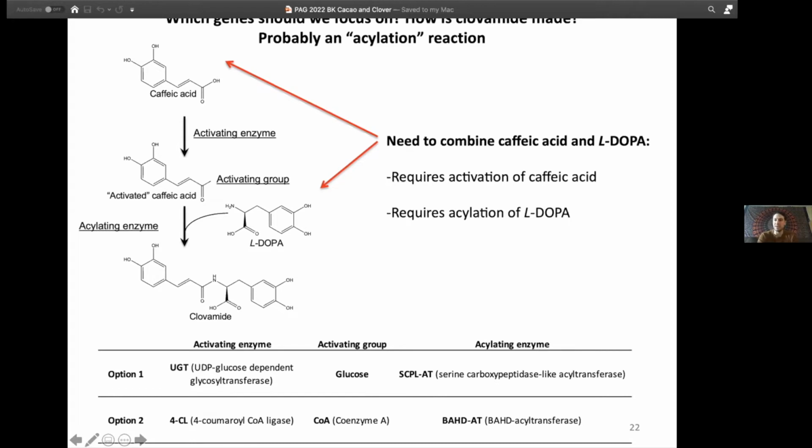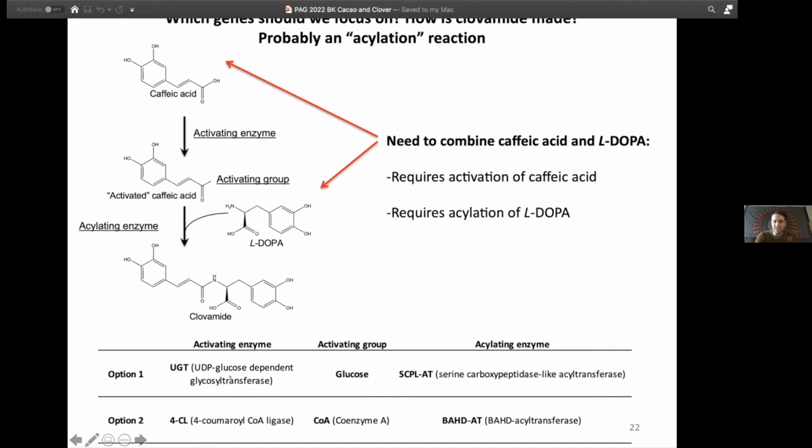So that serves as a good leaving group. If you think back to organic chemistry class for SN2 reactions, you need a good leaving group. And then the L-DOPA can then do a nucleophilic attack on this activated form to make clovamide. And that last step is catalyzed by an acylating enzyme. And you have two main options for this type of acylation reaction in plant metabolism.